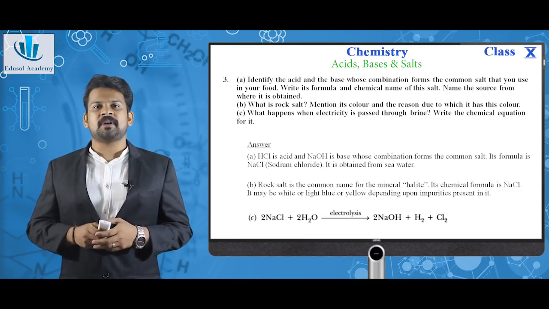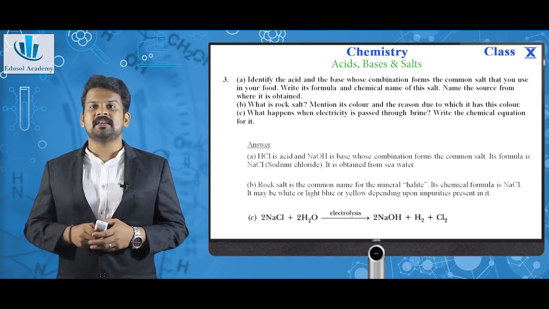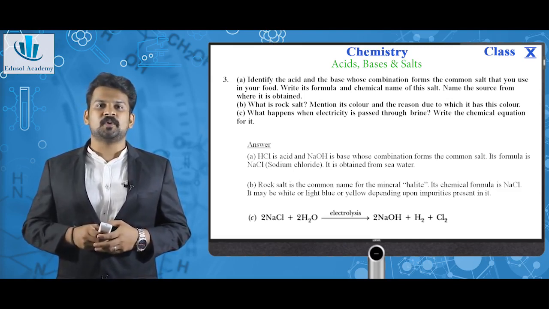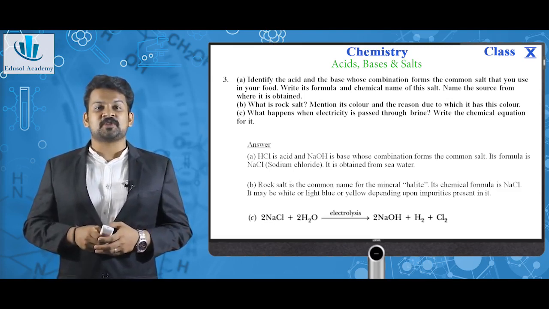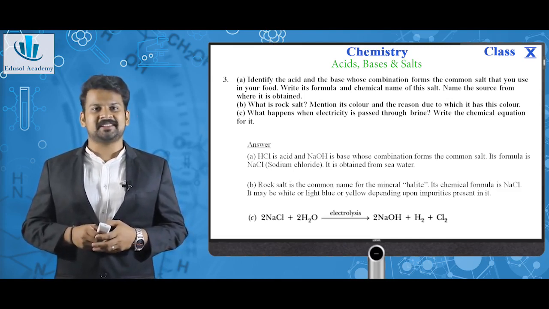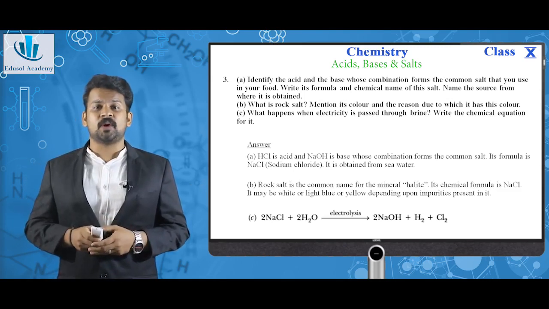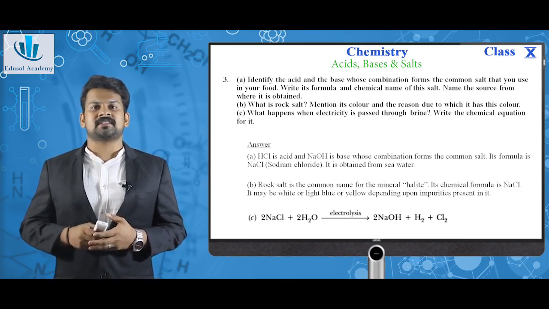Rock salt is the common name for mineral halite. Its chemical formula is NaCl. It may be white or light blue or yellow depending upon the impurities present in it. When electricity is passed through brine, which means 10% aqueous solution of sodium chloride, as you can see, NaCl plus H2O giving NaOH plus H2 plus Cl2, which means sodium hydroxide is formed and hydrogen and chlorine gas are liberated.